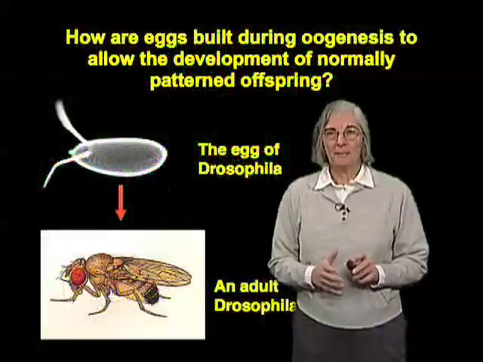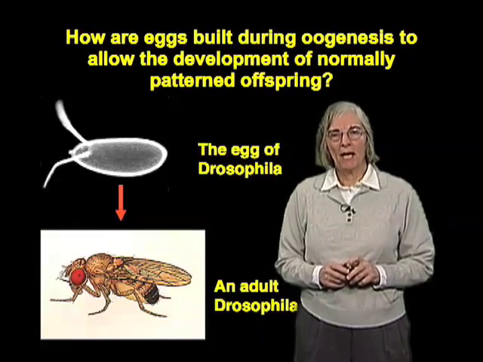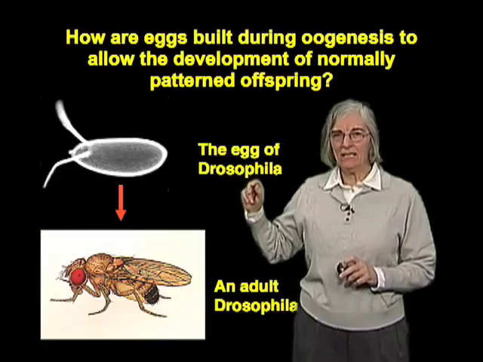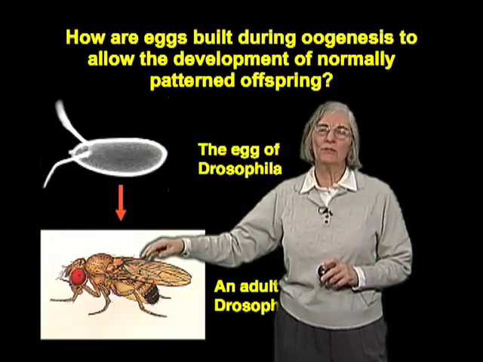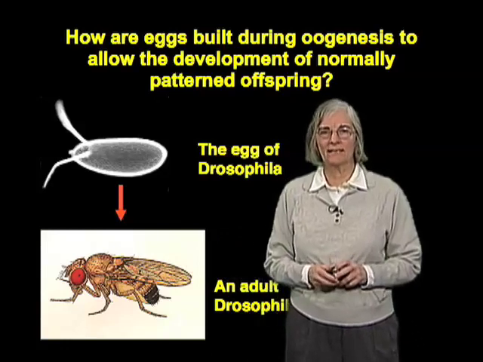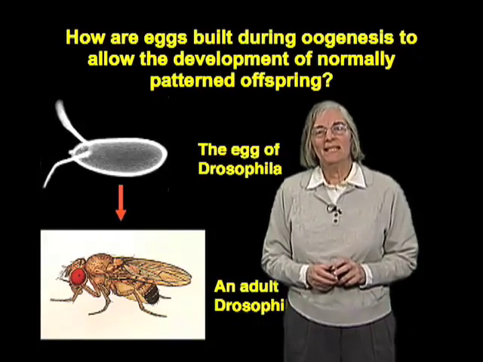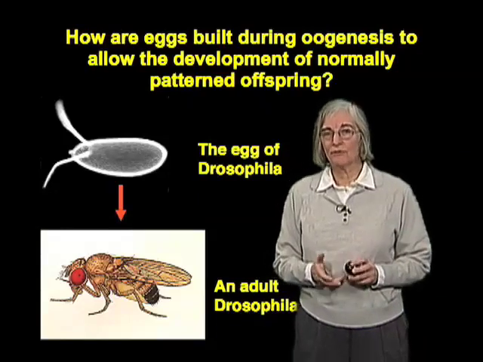One of the big problems in developmental biology is the question of how we go from an egg that contains a single fertilized nucleus to an adult organism that is complex and consists of many different cell types. The model organism in which we study this question is Drosophila, the fruit fly.